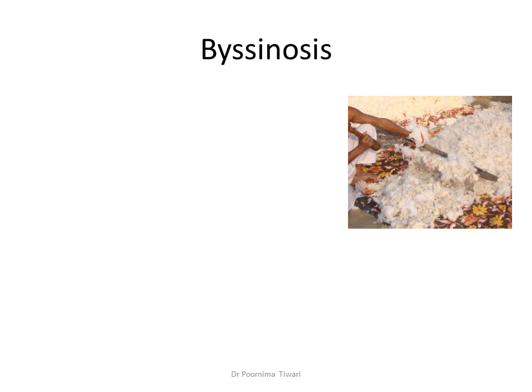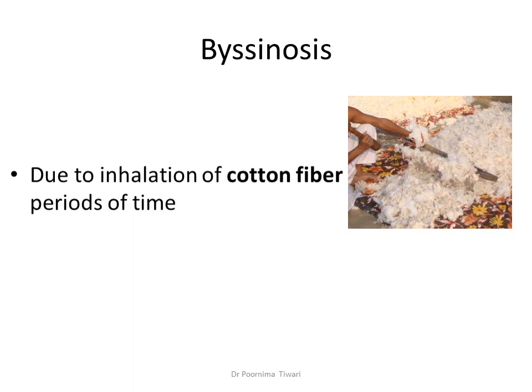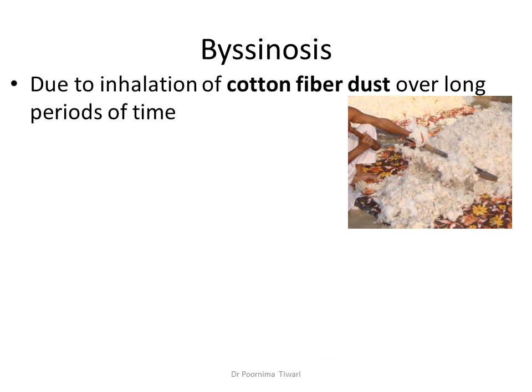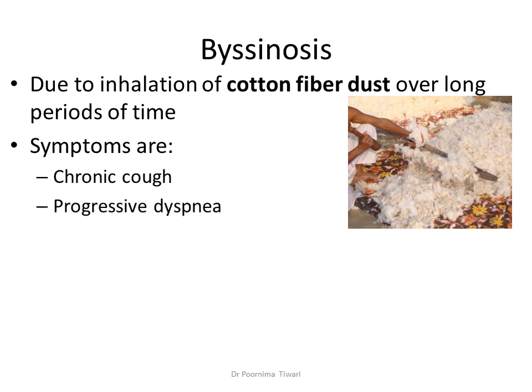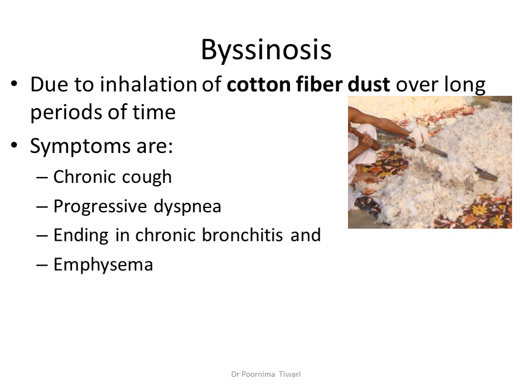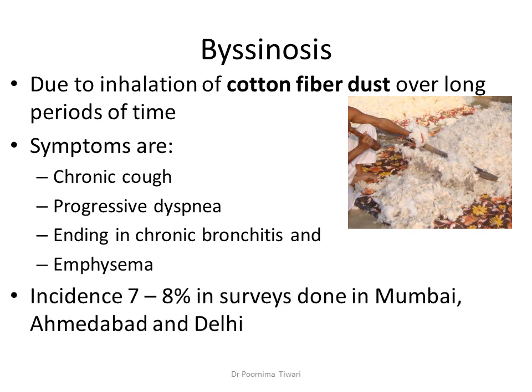Byssinosis. This is due to inhalation of cotton fiber dust over a long period of time. Symptoms are similar to other pneumoconiosis: chronic cough, progressive dyspnea, ending in chronic bronchitis and emphysema because of destruction of alveolar tissue. Incidence has been found to be 7 to 8% in various surveys done in Mumbai, Ahmedabad and Delhi.